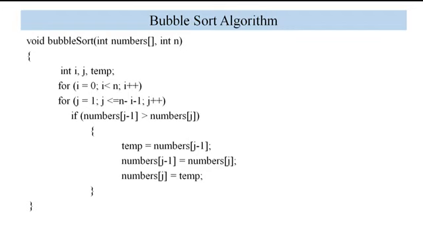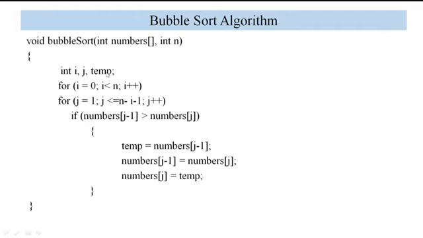One is the int numbers array. This is the array in which the list of unsorted elements is stored. And the second parameter is n, that is, how many elements, how many keys there are in the array. So these two parameters are passed in this function, and thereafter we declare three variables: i, j and temp.